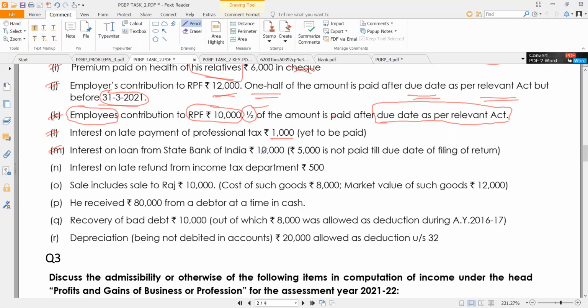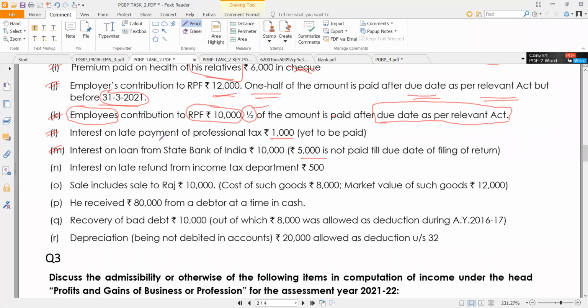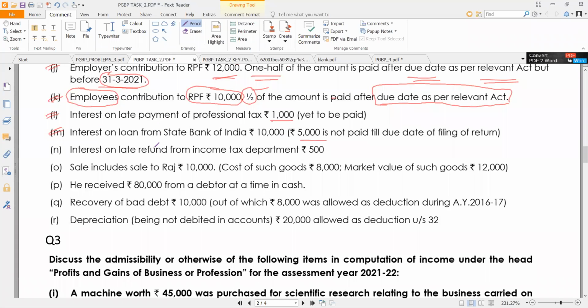Then interest on loan taken from SBI, 10,000, out of which 5,000 is not paid yet. We know that 43B clearly says amount payable to the banks, including state financial corporations, any other things like industrial corporations, etc. They all have to be paid before the due date for filing the return of income. 5,000, since it is not paid before the due date for filing the return of income, it is disallowed according to 43B.